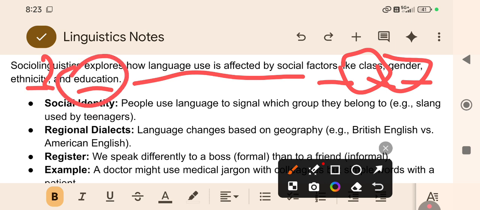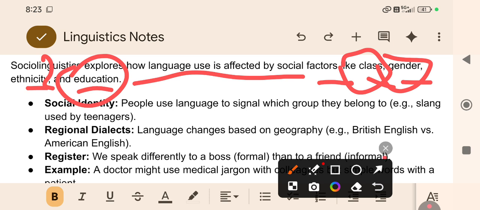And education. So when we express ourselves, that is why it is said that a man is known by the company he keeps. Because our company, our class, our language reflects which class we come from, what our gender, ethnicity, and education are. From one sentence, 90 to 95 percent of our personality is reflected by our language.